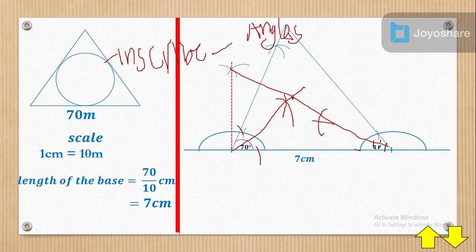And how will you get that? You're going to put the compass pointer there, adjust up to the median of the triangle, and draw that circle. That's the rough cut of what you are going to go through. Let's see how that comes about.